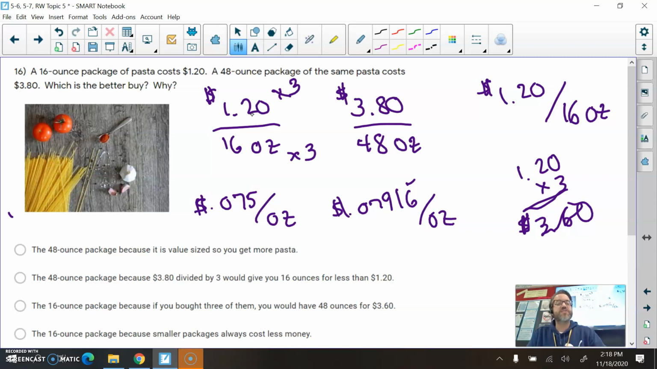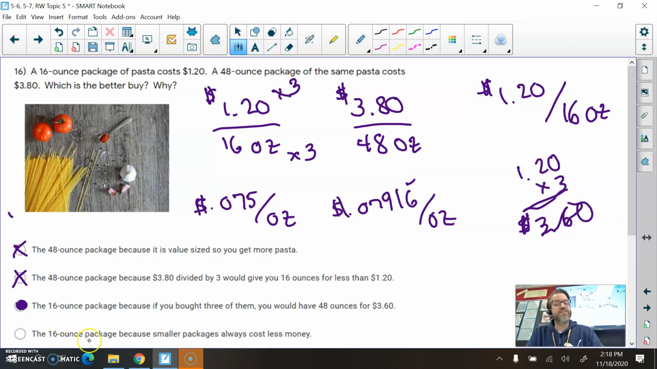So which of these is the better buy? Well, it's the 16 ounce package for $1.20. So I know it's not this one or this one because those both are saying it's the 48 ounce package. It has to be one of these, so it's going to come down to my reason. The 16 ounce package, because if you bought 3 of them, you would have 48 ounces for $3.60. That's true. I like that one.